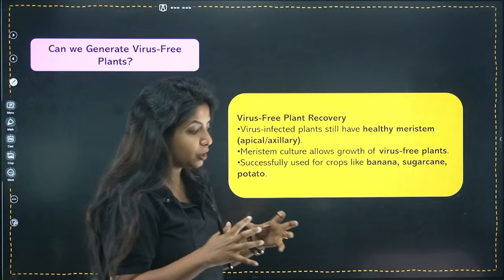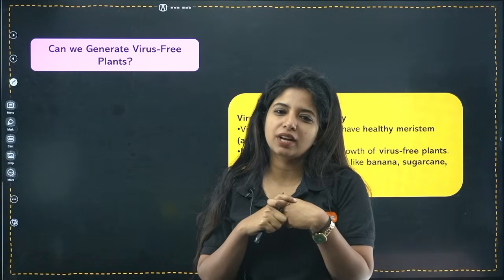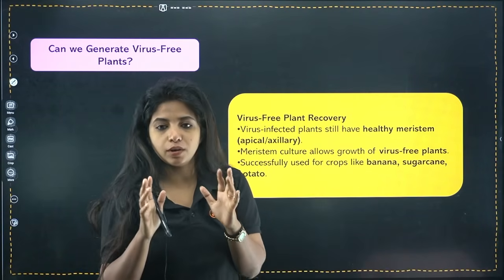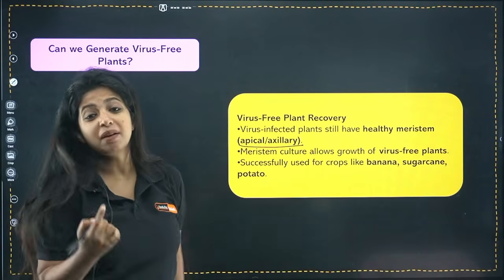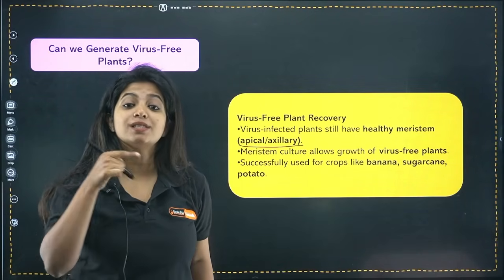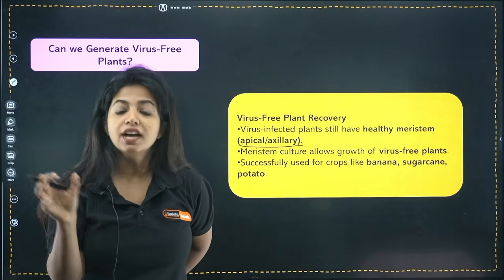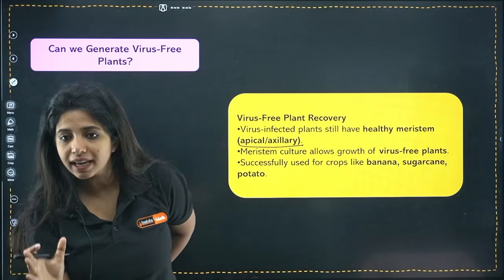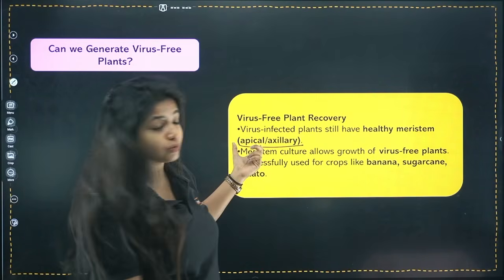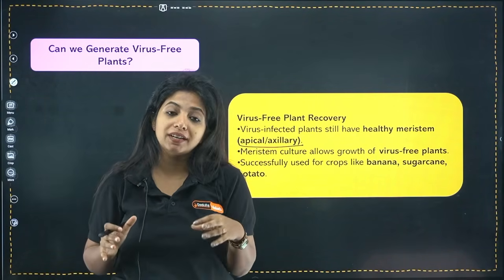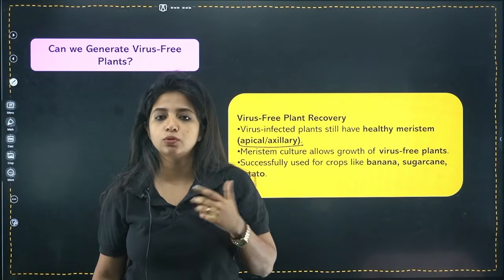Okay, now we'll go on to one very important question. Ma'am, if I want to produce virus-free plants, only virus-free plants, which part of the plant should I take? Always remember, you have two options: either apical or axillary meristem. Ma'am, is this a question? Yes, this is a PU2 question. For production of virus-free plants, you take either apical meristem or axillary meristem. Virus-infected plants still have healthy meristems. Even if a whole plant is virus infected, its axillary and apical meristems can still be virus-free, which is why you only take those particular portions.